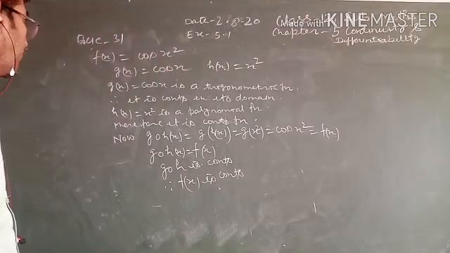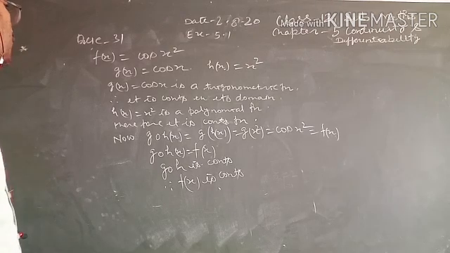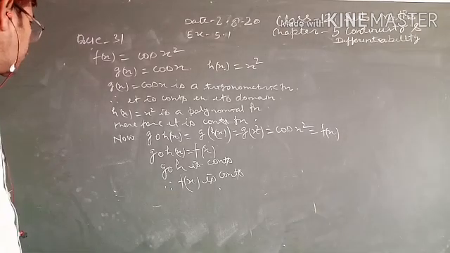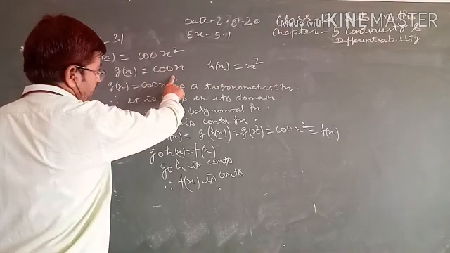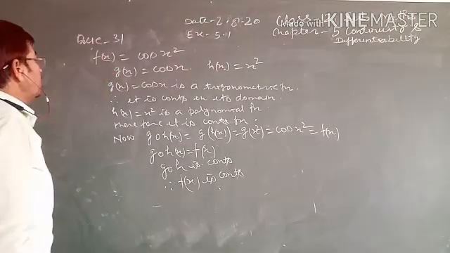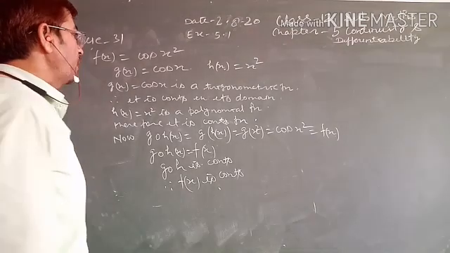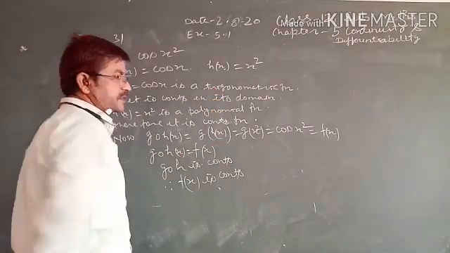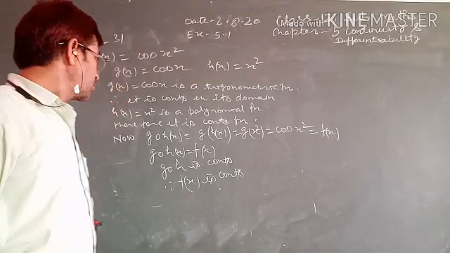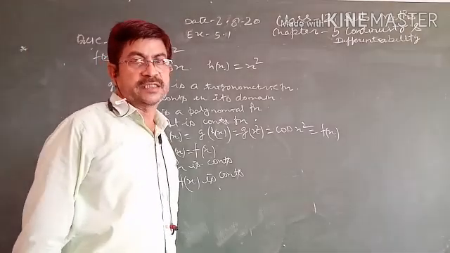In this question, first we supposed two component functions for the given function cos x square. First component function g(x) equal to cos x, and second component function h(x) equal to x square. Now g(x) is a trigonometric function, so it is continuous in its domain. Every trigonometric function is continuous in its domain, and h(x) equal to x square is a polynomial function, it is also continuous.